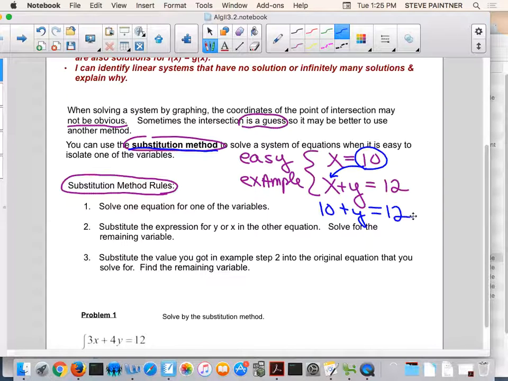So the answer to this system is 10, comma 2. Would I have got that by graphing those two lines? Yeah, I would have. By the way, x equals 10 is vertical. X plus y equals 12 is horizontal. They'd go like this, and they'd hit right at 10, 2.